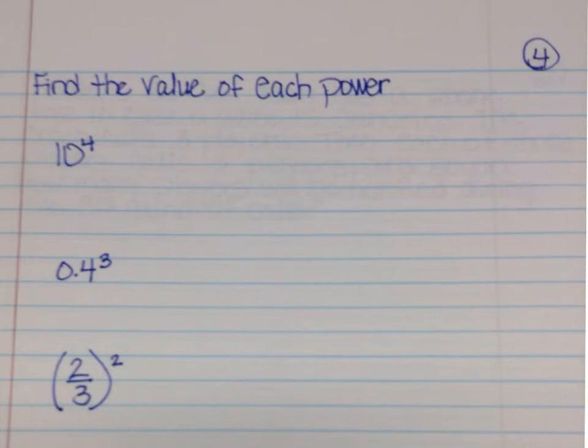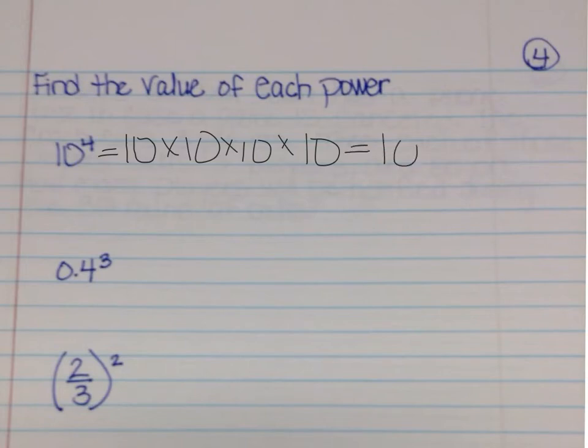What is its value? So 10 to the 4th power, that's how you would read it. Sorry, it's a little blurry too. Guess I didn't get it in focus. 10 times 10 times 10 times 10. That's 10, 4 times. Okay, and if we multiply those all out, it's equal to 10,000.